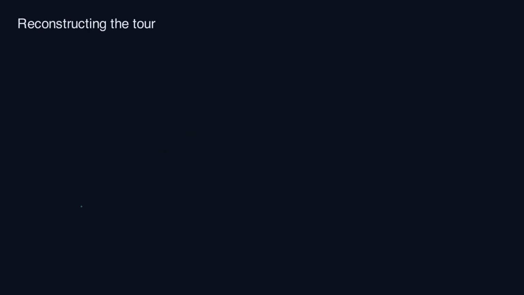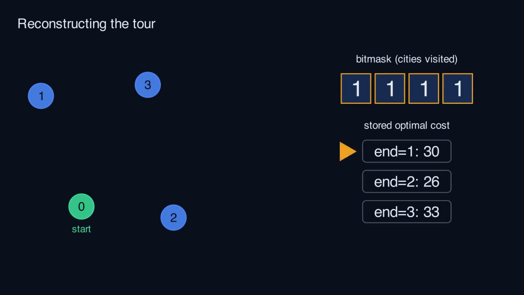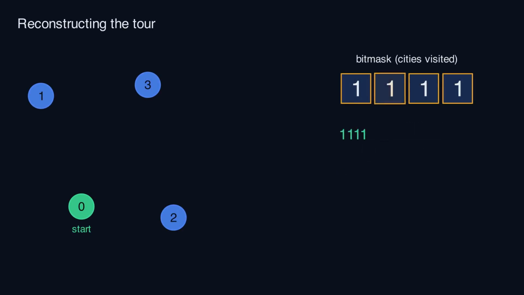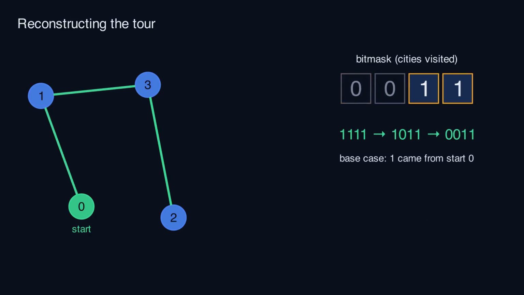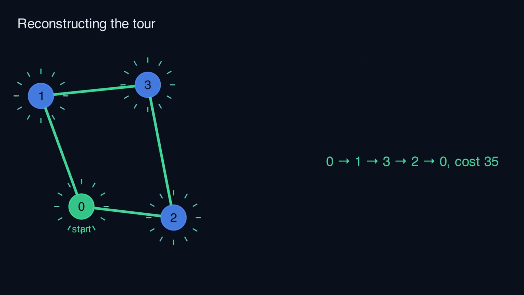The cost alone isn't the route, so we reconstruct it backward. Starting from the full set, we ask which previous city produced the optimal cost we stored. We record it, clear its bit to step back in time, and repeat until we return to the start. Link the end back home, and the optimal tour is revealed.